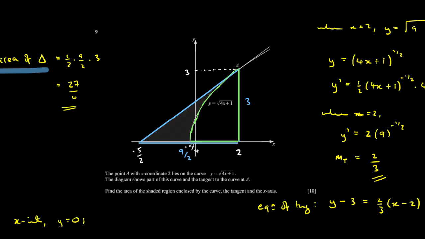Well, because how do I find the area of this triangle? I get this coordinate. How do I get that coordinate? Oh, it's the x-intercept. How do I get the x-intercept? Oh, it's the tangent line. Okay, how do I get the tangent line? Oh, I need to differentiate.